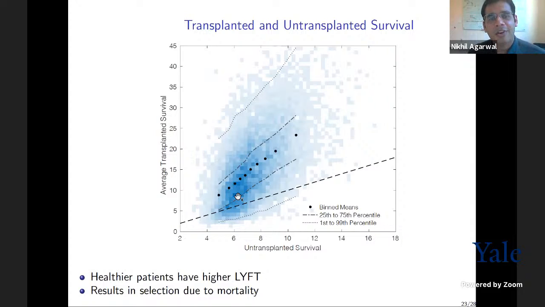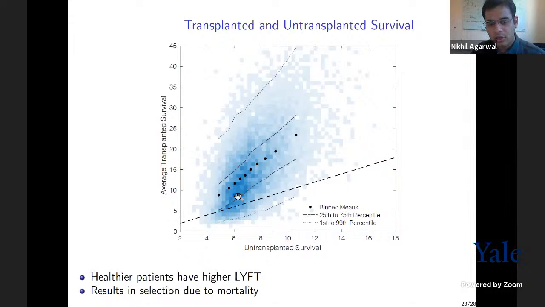Okay, great. So here's a plot that looks at the untransplanted survival and the average transplanted survival across various patients. The blue shades tell you where the mass is, so think about this as a density plot in 3 dimensions. The darker regions have higher density. The straight dashed line is the 45-degree line. What you can see is that patients with high untransplanted survival are also the ones who have high transplanted survival from the average transplant.